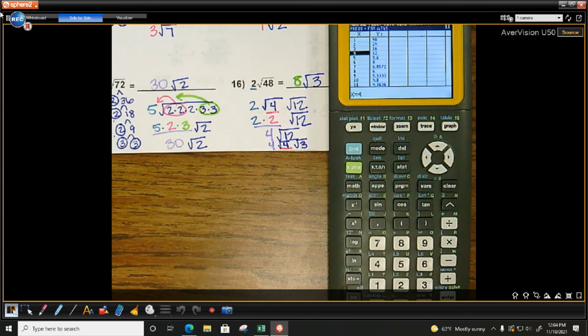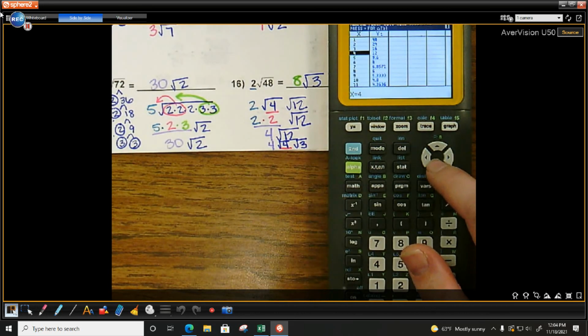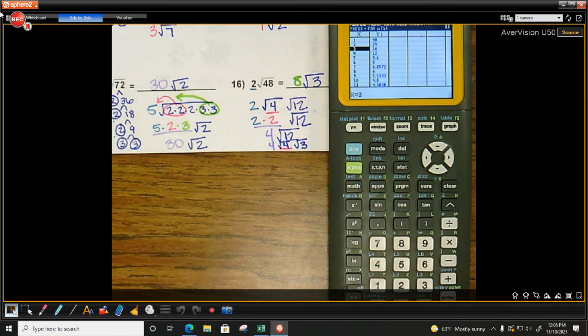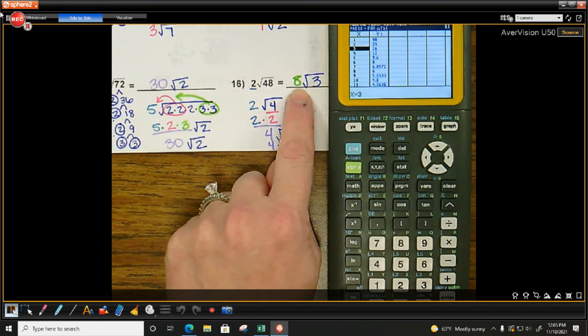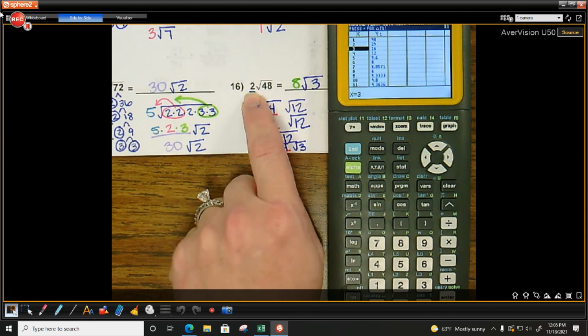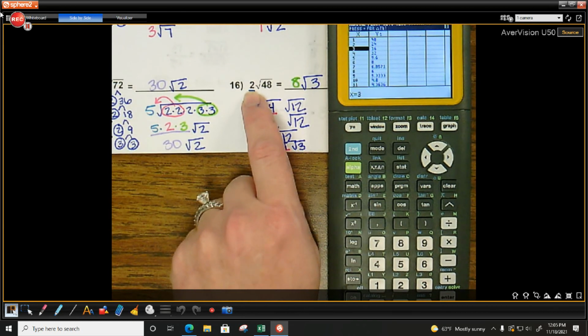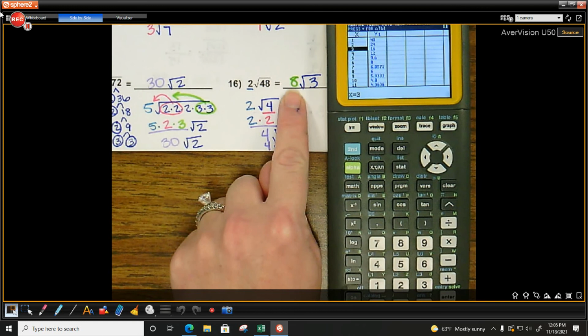Now, my guess is some of us realize that 3 and 16. 16's on my list, right? So I could have broken this up as the square root of 16 and the square root of 3. Well, what is the square root of 16? 4 times the number that's already out there, which is what? And you get 8. Okay? So there's more than one correct way to get to the answer.